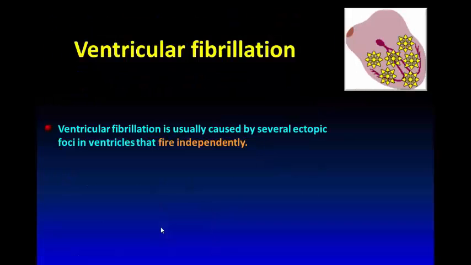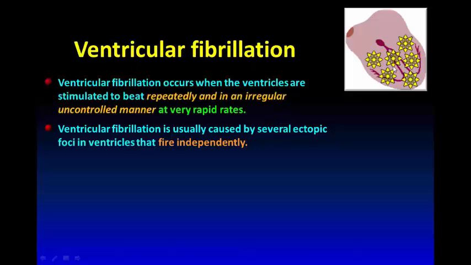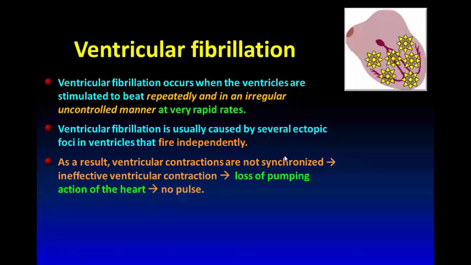Then finally, let's describe a very important arrhythmia, which is a very serious arrhythmia, and that is ventricular fibrillation. Ventricular fibrillation occurs when the ventricles are stimulated to beat repeatedly and in an irregular and uncontrolled manner at a very rapid rate. Ventricular fibrillation is usually caused by several ectopic foci in the ventricles, which fire independently. As a result, ventricular contractions are not synchronized, resulting in ineffective ventricular contraction and loss of the pumping action of the heart.